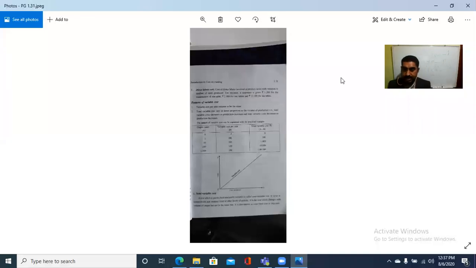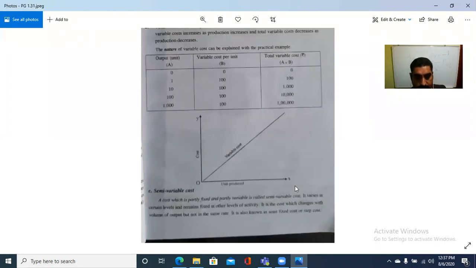So we see fixed cost remains constant, variable cost is changing according to the level of the activity undertaken. Next is the balance, semi-variable cost. Semi means half is fixed and half is variable cost. So that is the semi-variable cost. What is that we are going to see.